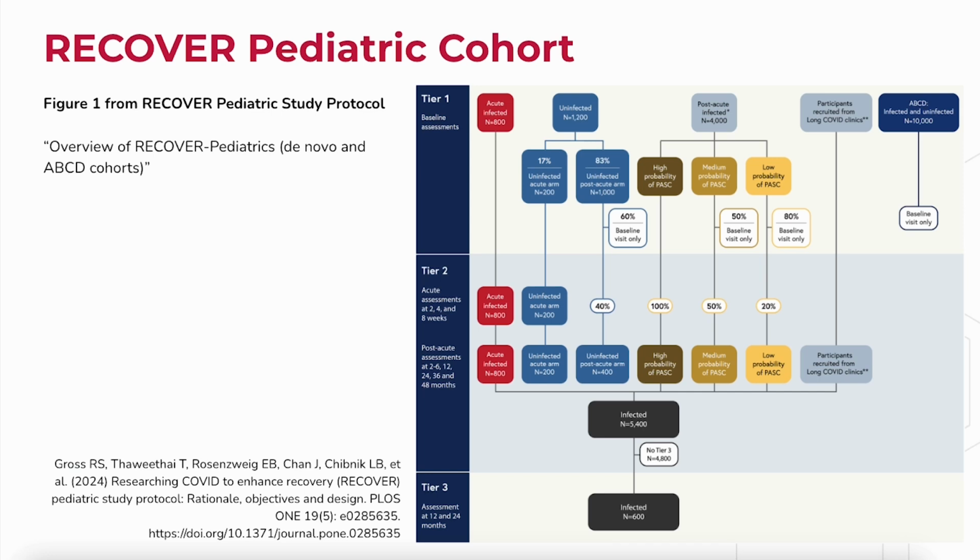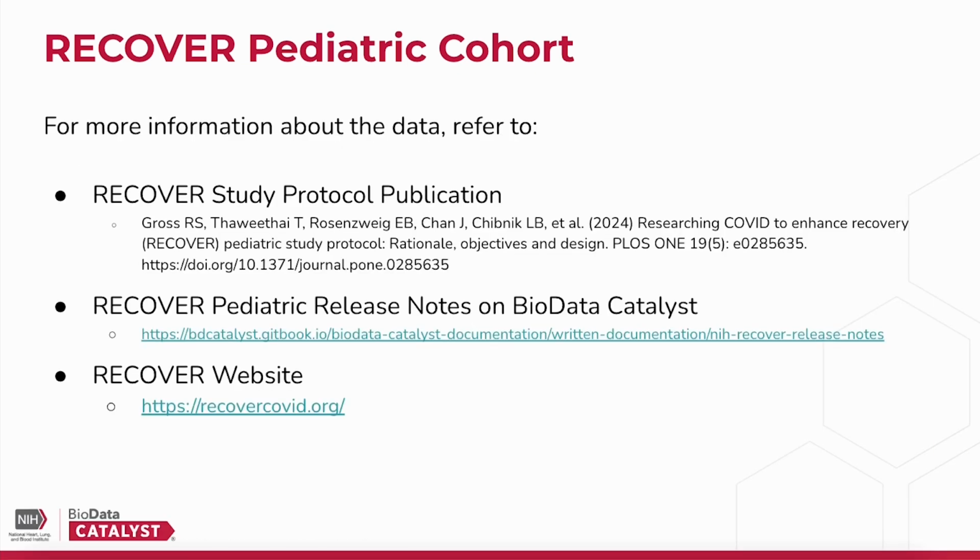Additionally, there are different groups or arms of the study. This figure was taken from the RECOVER Pediatric Study Protocol publication cited here on the slide. You can see here that the groups include acute and post-acute, with infected and uninfected study participants in each. It is important to understand the general organization of the data to accurately explore the dataset. For more detailed information about the study, please refer to the RECOVER Study Protocol publication, which was referenced on the previous slide, the RECOVER Pediatric Release Notes, and the RECOVER website.